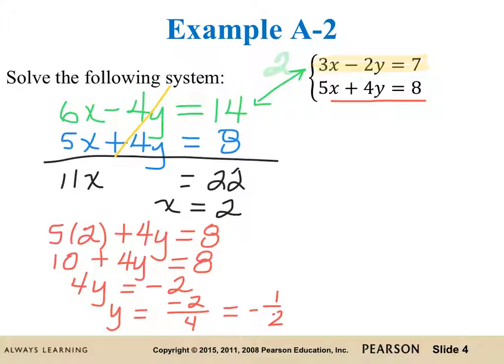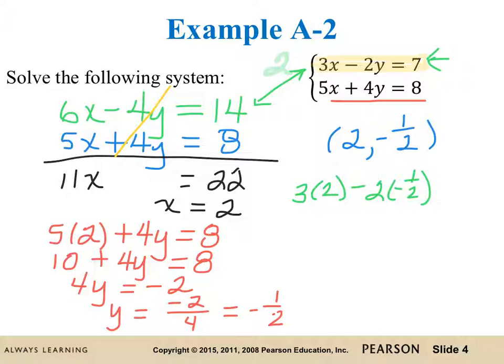And again, we want to check that solution because our solution appears to be 2, negative 1/2. We want to check that solution in the first equation. So we have 3 times 2 minus 2 times negative 1/2. 3 times 2 is 6. And negative 2 times negative 1/2 is positive 1. And 6 plus 1 does in fact equal 7, and our solution checks.